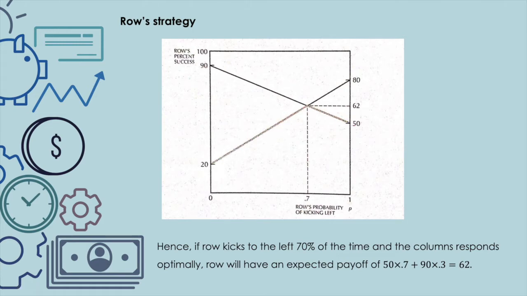So if row kicks to the left 70% of the time and the column responds optimally, row will have an expected payoff of 50 times 0.7 plus 90 times 0.3. 0.3 is from 1 minus 0.7, this part. It equals 62. Okay, next.